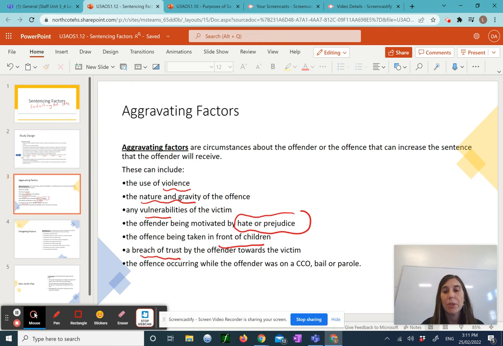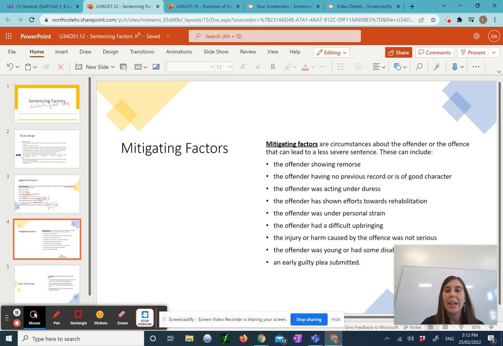And lastly, whether or not, when you committed the offence, you have been on bail, you're out on parole, or you're in a community corrections order. So, whether or not any of these factors may have occurred. So, taking into account these aggravating factors will likely increase the sentence you receive. The opposite of that is mitigating factors. So these are circumstances where it might lead to a less severe sentence.